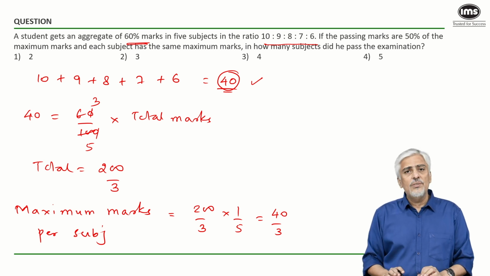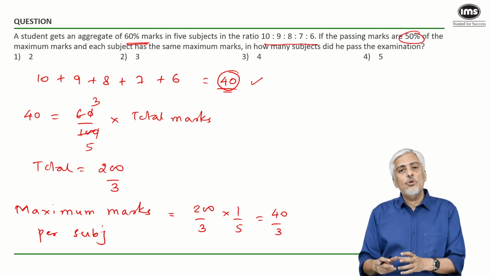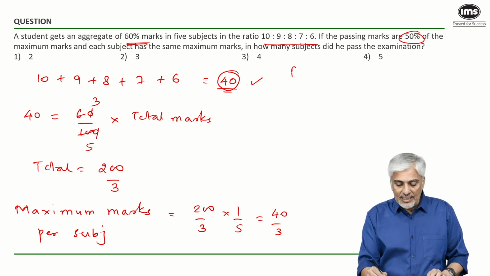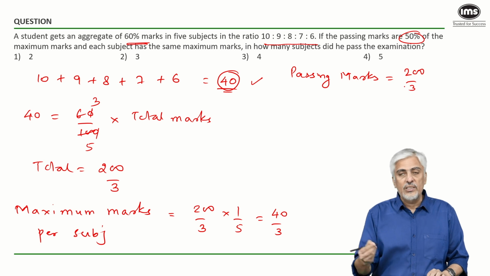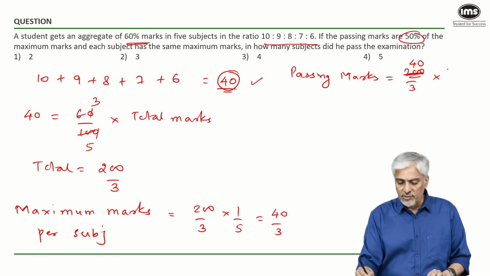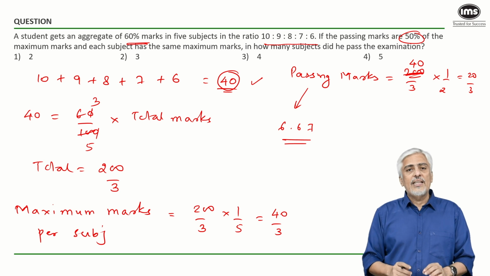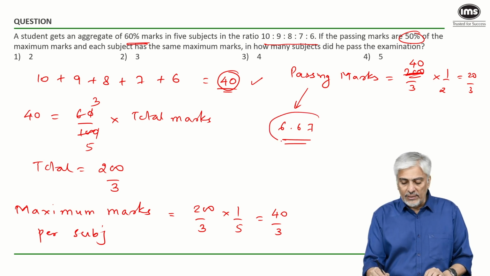Leave it here only right now. What were the passing marks for every subject? 50%. That means the exam was out of 40 upon 3. So the passing marks per subject is 50% of this, sorry, not 200 upon 3, 40 upon 3. Half of that, 50% is half. So it will become 20 upon 3. So can I say the passing marks were 20 upon 3? 20 upon 3 is 6.67 approximately. That means to pass in every subject you need 6.67.